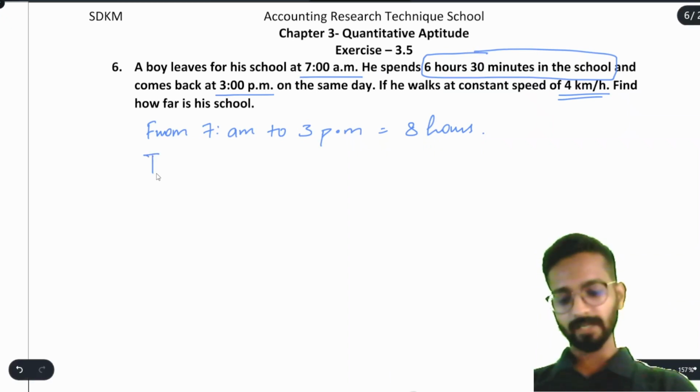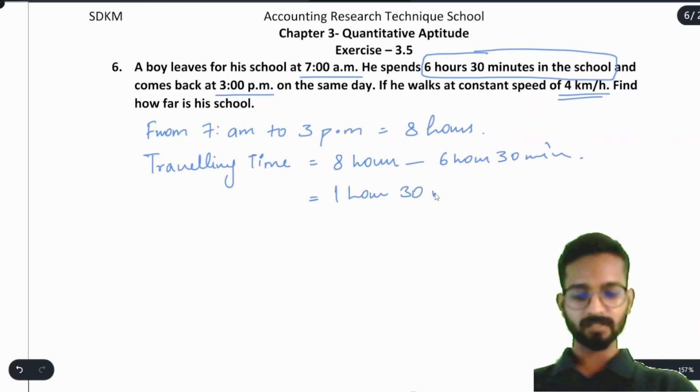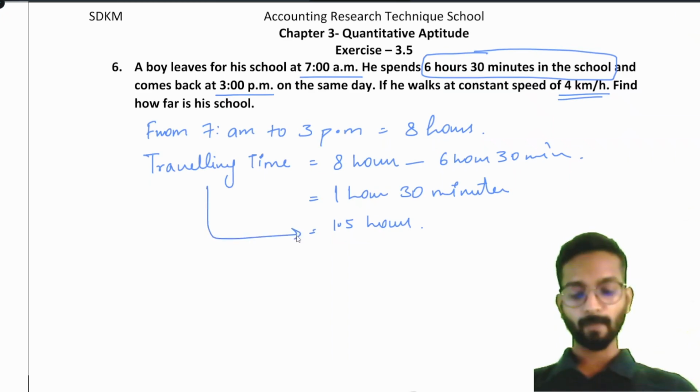So, traveling time is equal to 8 hours minus 6 hours and 30 minutes. So, how much time is left? You will say, sir, 1 hour 30 minutes is left. 1 hour 30 minutes, or you can say 1.5 hours is his traveling time. But remember one thing, 1.5 hours he is taking to go to school and coming back from the school to his house. Understood?